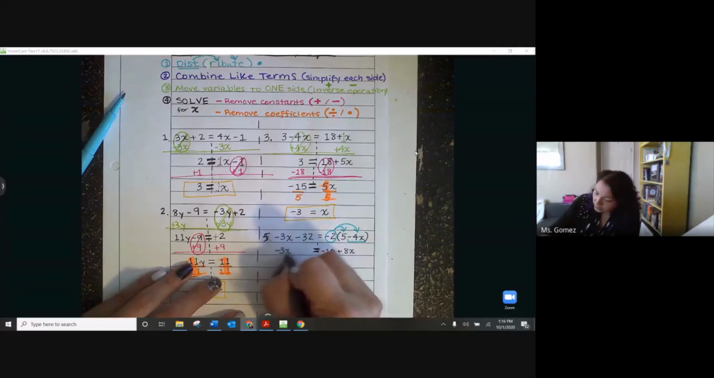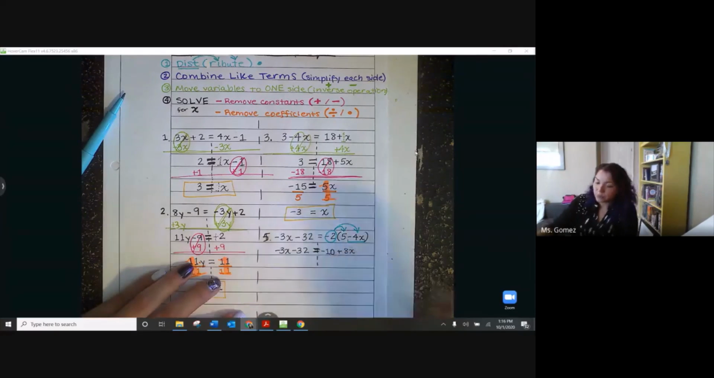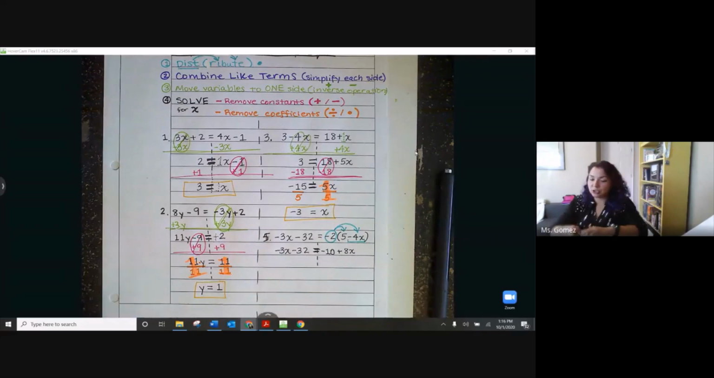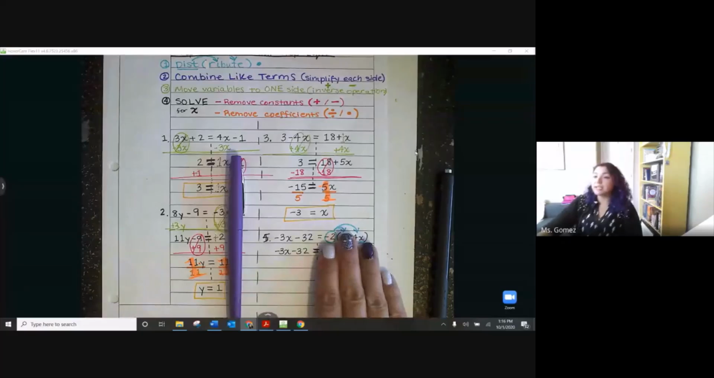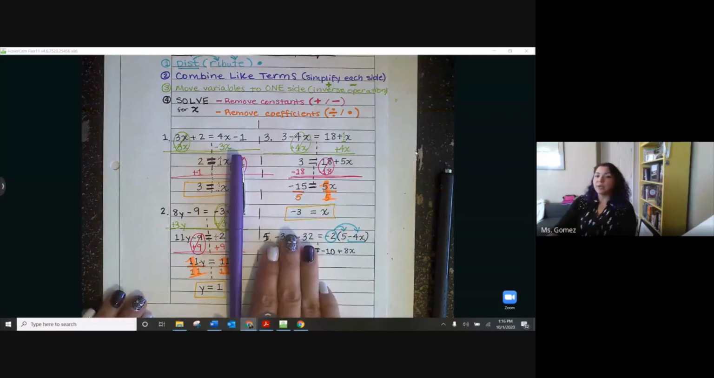All right, and I'm just going to bring down my equal sign and everything else. Negative 3x minus 32. Okay, so finally we got to use our blue step. So now purple, do I need to combine like terms on the left side? Do I have any like terms to combine on the left side with negative 3x? No. All right, I agree, Michaela. What about the right side?